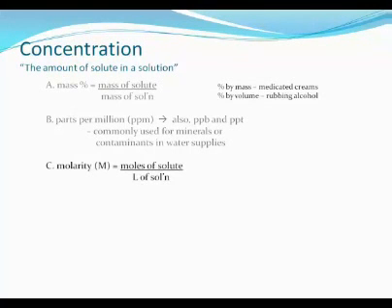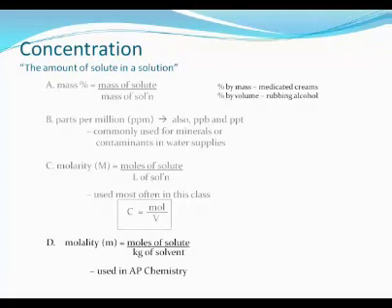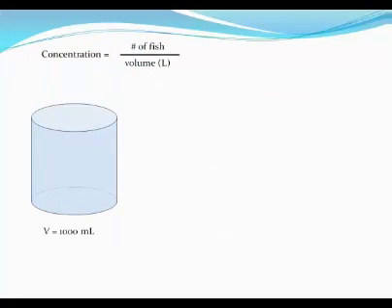This is the big one, molarity. It's given the symbol M. It's the moles of the solute divided by the liters of the solution. We're going to use this one a lot. And there is the formula for it. Concentration, expressed as molarity, is equal to the moles divided by the volume. You need to know this formula. There's a fourth one called molality. It's a lowercase m. It's moles per kilogram. We will use that one in AP chemistry.